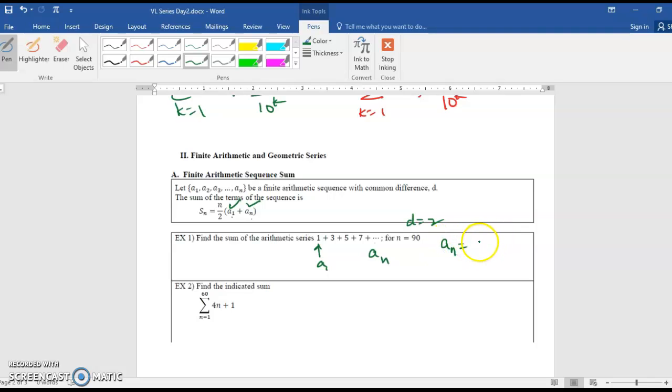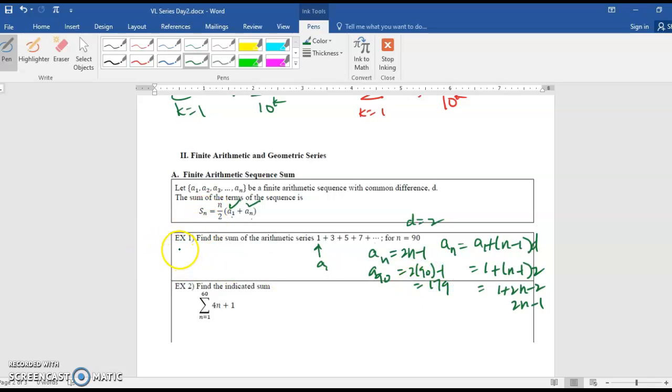You would use the nth term formula, the first term plus n minus 1 times d, right? And here it is 1 plus n minus 1 times 2. Expand this, and you'll get 2n minus 1, right? So an is 2n minus 1. Then what is the 90th term? It is 2 times 90 minus 1, which is 179.